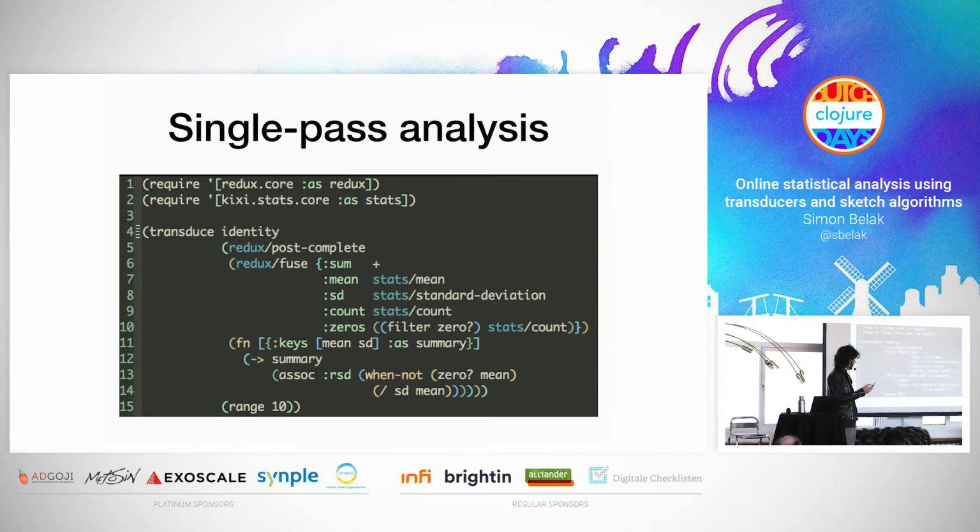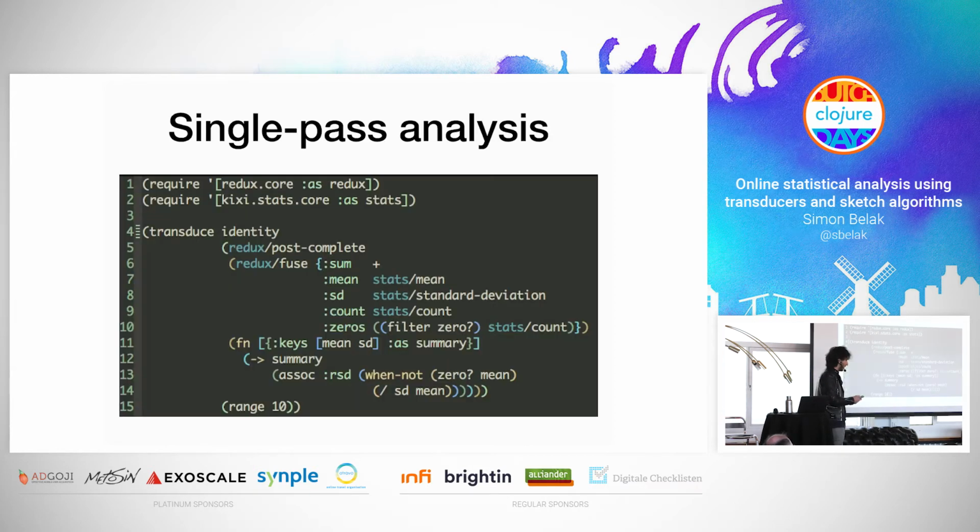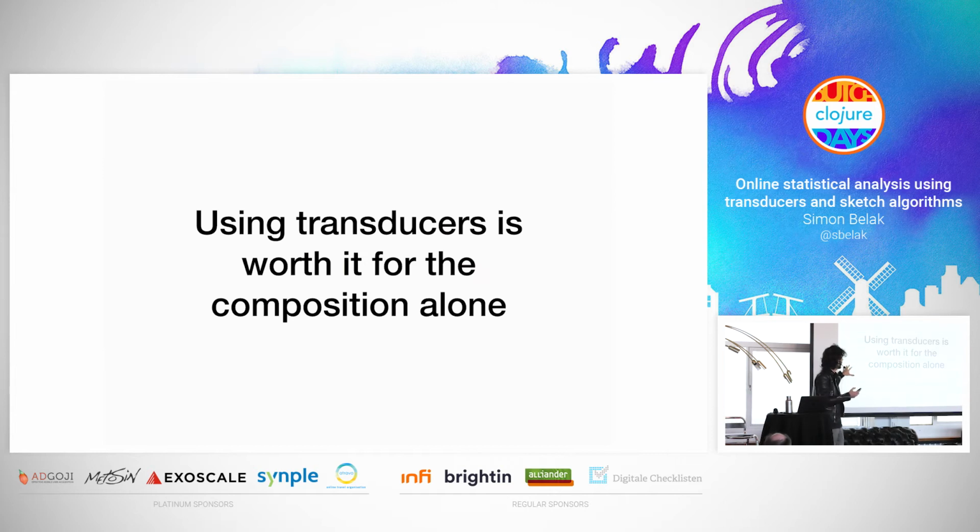So, I think what an example like this emphasizes is that using transducers would be worth it just for composition alone, even if we disregard that this is quite performant, doesn't use memory needlessly, and is very fast in how it goes through your data. Just having this abstraction where you can combine different functions is a very powerful thing.